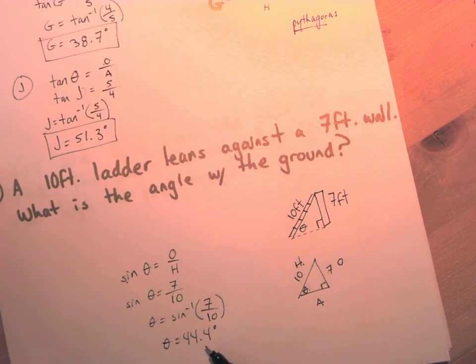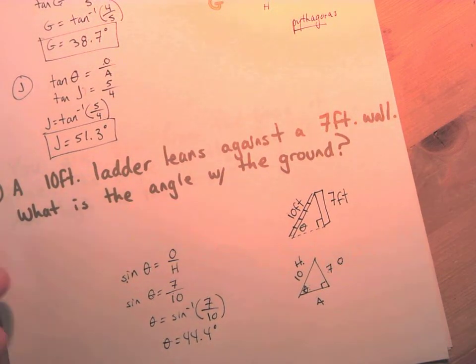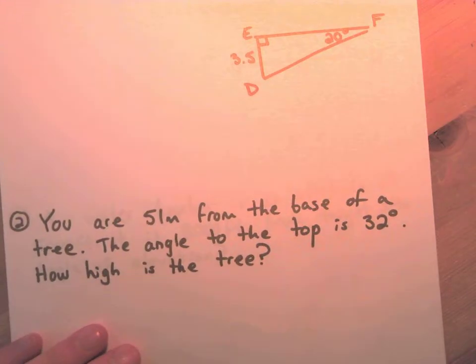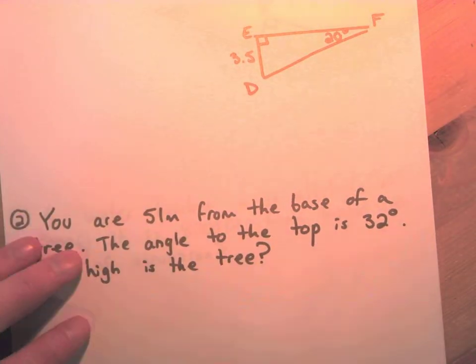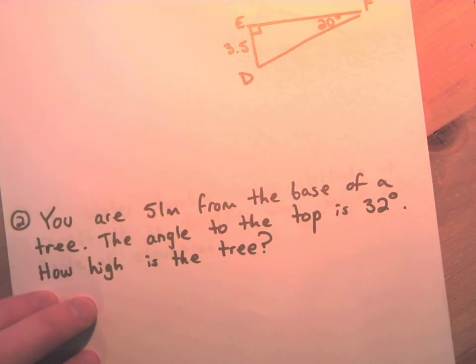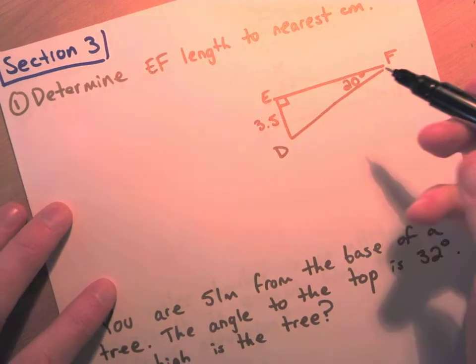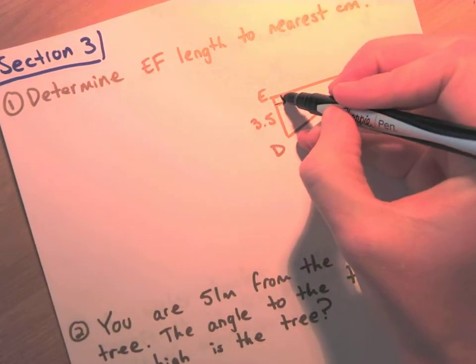It's really the same as a normal problem, but you got to change words into a picture. Alright. So that one's done. Let's move to section 3. Determine EF length to the nearest centimeter. Okay? So it's another triangle, because all these questions are triangles with right triangles.